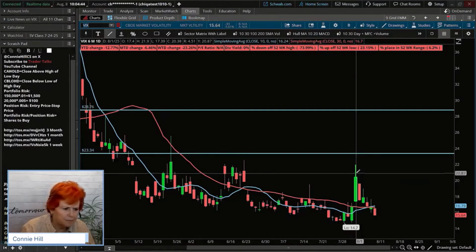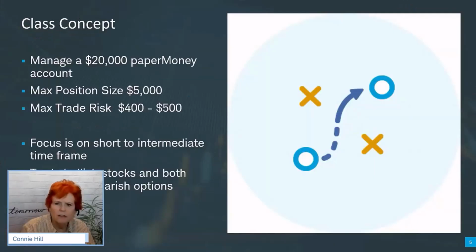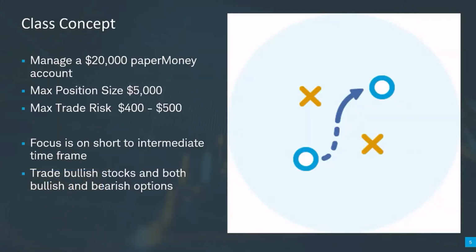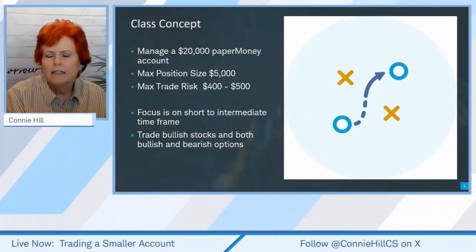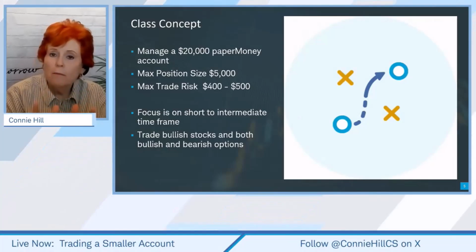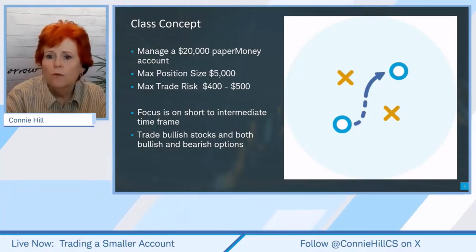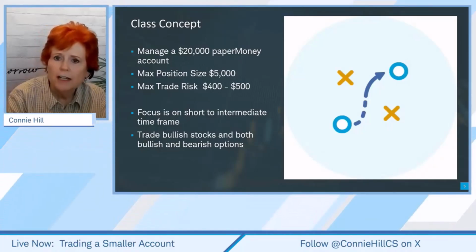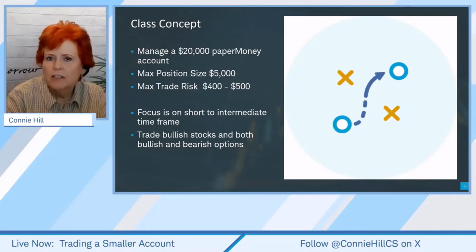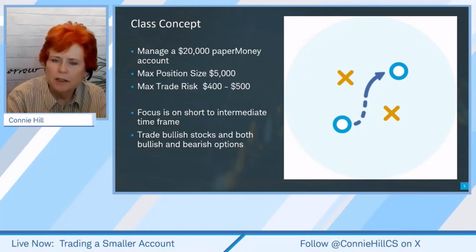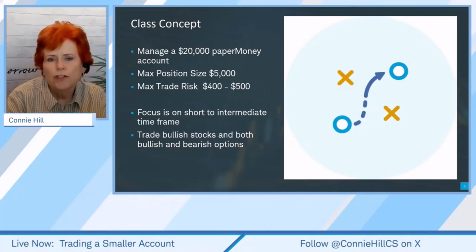Now, let me go back here. Let's talk about our class. We say in this class, we're going to work with a small balance, and a small balance to you may be different than it is to your neighbor. We're working with a $20,000 account. The maximum position size would be $5,000, and typically that would be with the ownership of a stock. More often than not, we're using options. We're going to risk $400 to $500 per trade, but that's it.